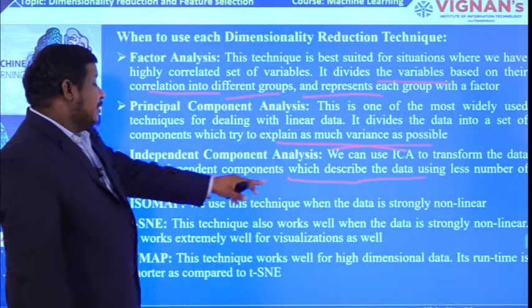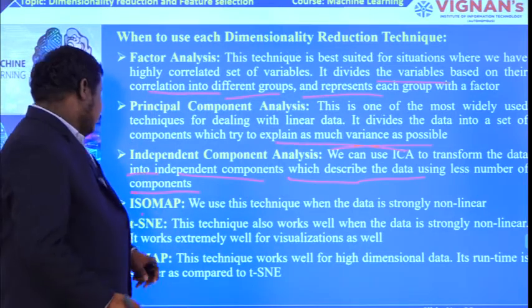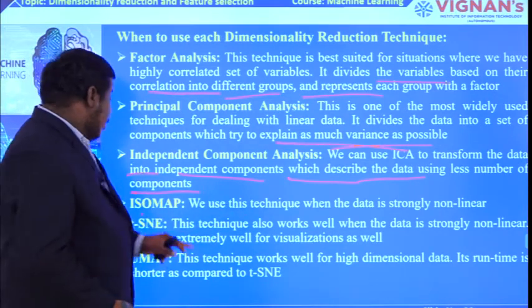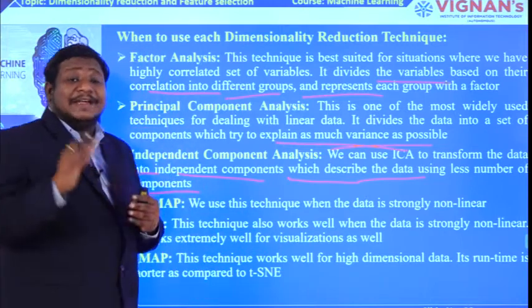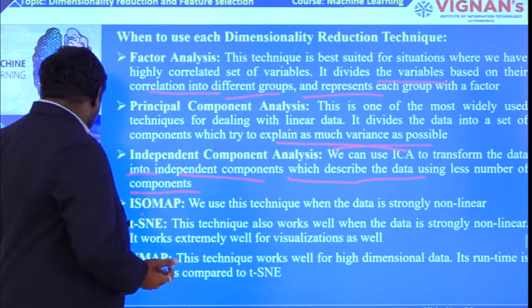Isomap, we use this technique when the data is strongly non-linear. t-SNE also works well when the data is strongly non-linear. It works extremely well for visualization as well. So, when the data is non-linear, we will use UMAP, t-SNE and Isomap models.